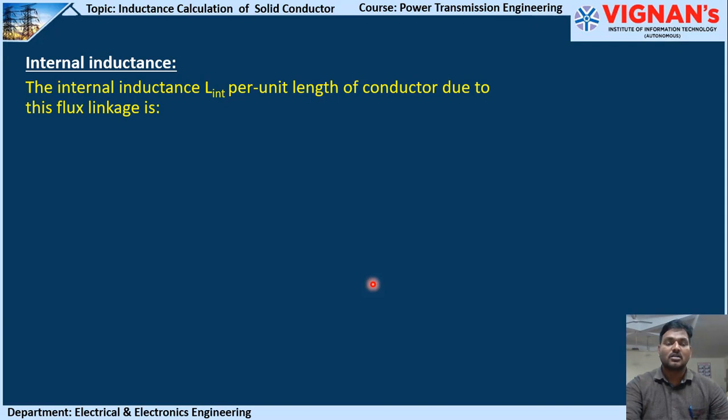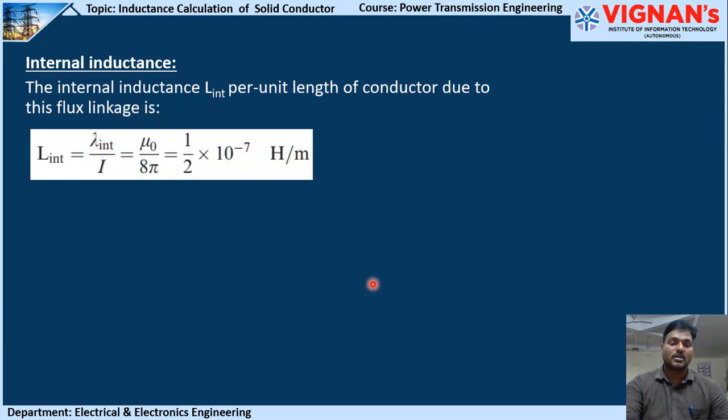Internal inductance is the ratio of flux linkages to current. So here the internal inductance is equal to the ratio of internal flux linkages upon current, that is mu naught by 8 pi, or the internal inductance is equal to 1 by 2 into 10 power minus 7 Henry per meter. This is equation number 9, which is the inductance per unit length inside the conductor.